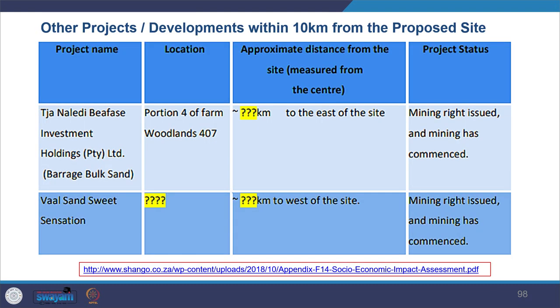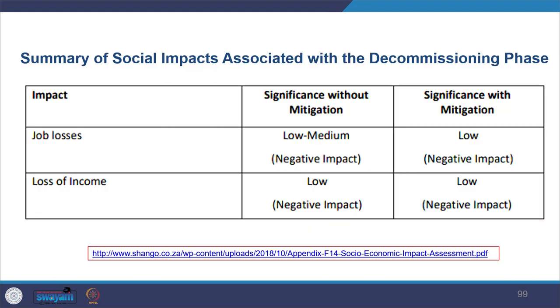Here you can see how they have identified the area of impact zone. You can see here location, what 10 kilometers they have taken from the proposed site. Here you can see the summary of social impact associated with decommissioning of the phase, job losses, loss of income. So how they have done this.